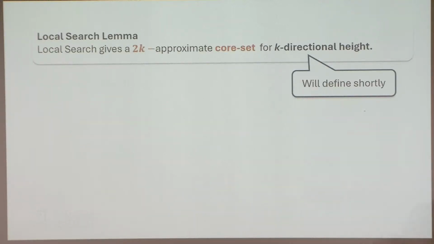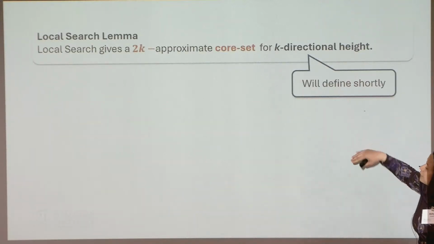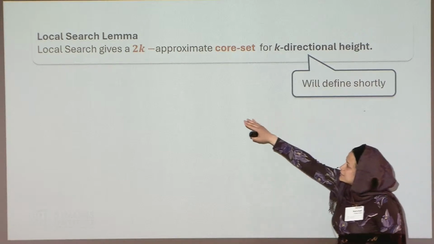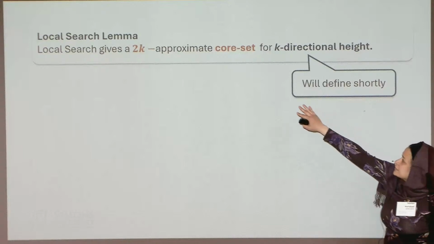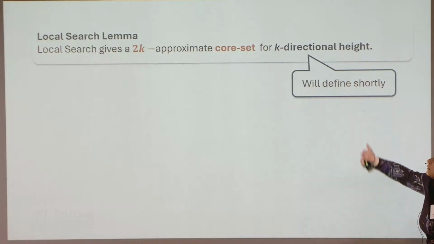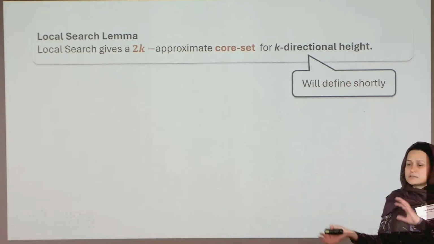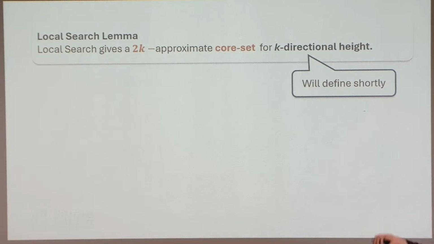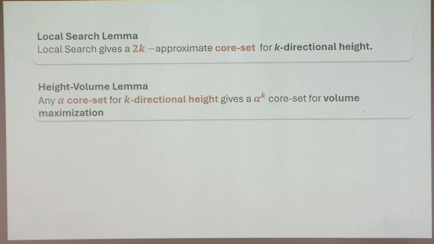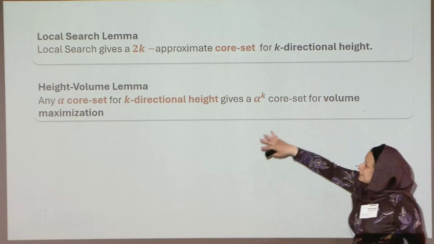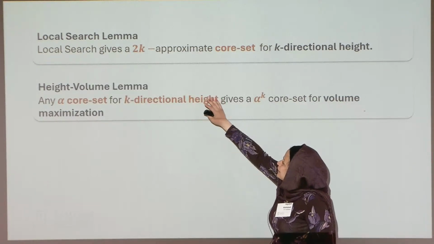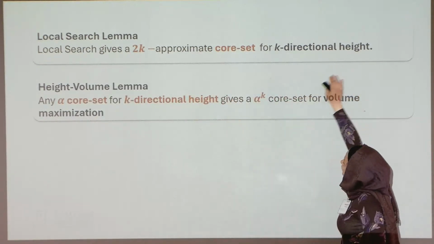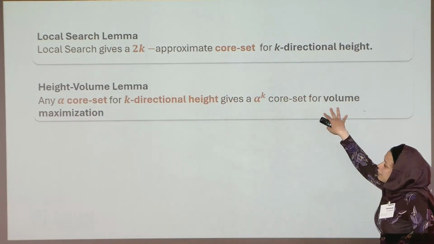Okay. So this is going to be the proof. First, I'm going to show that the local search algorithm gives a coreset, a normal coreset, not composable, a coreset for the k directional height of the point set. This is slightly similar to the directional width of the point set, which I defined at the beginning of the talk. Okay, and now we will show that any coreset that approximates the directional height would actually give us a coreset for volume maximization.